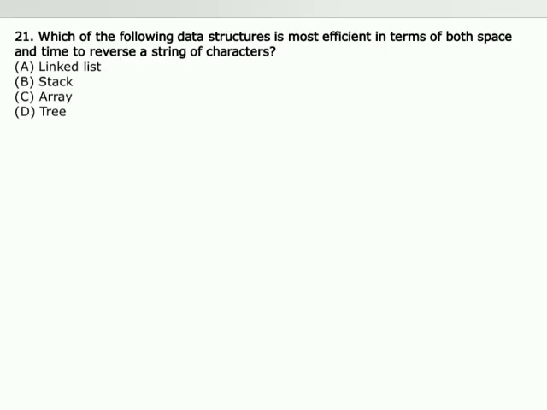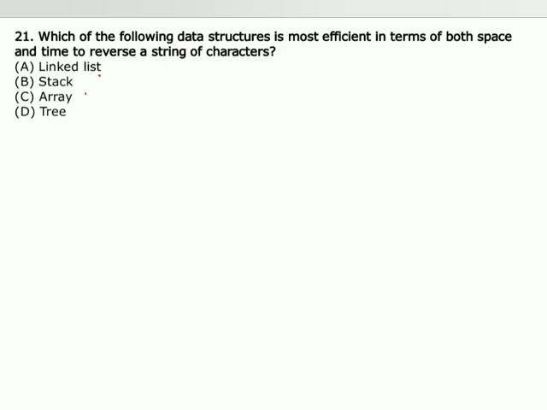Which of the following data structures is most efficient in terms of both space and time to reverse a string of characters? Options are linked list, stack, array, and tree. A stack is most efficient in terms of both space and time to reverse a string of characters. Why is it most preferred?